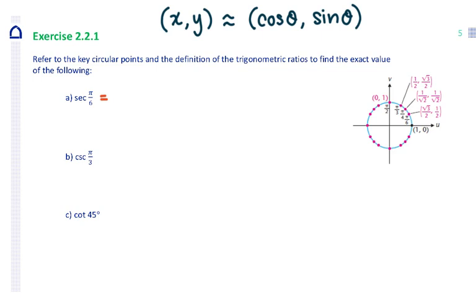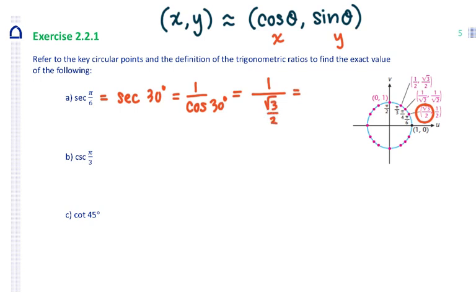Secant pi over 6. If you're more comfortable with degrees, that's similar to asking us, what is the secant of 30 degrees? And for me, I'm more comfortable thinking about sine, cosine, and tangent. So I know that the secant is 1 over the cosine of 30 degrees. The cosine of 30 degrees is just the x-coordinate at 30 degrees, or at pi over 6. So that's square root of 3 over 2. So we're saying 1 over the square root of 3 over 2, which when you simplify that in your calculator, you get 2 square roots of 3 over 3.